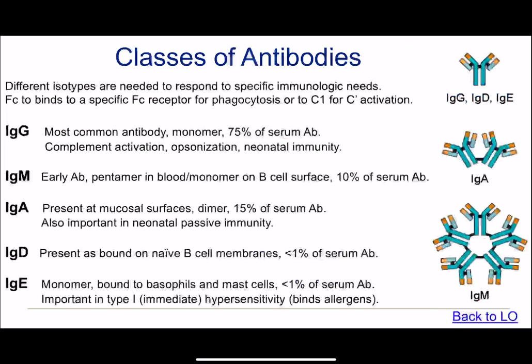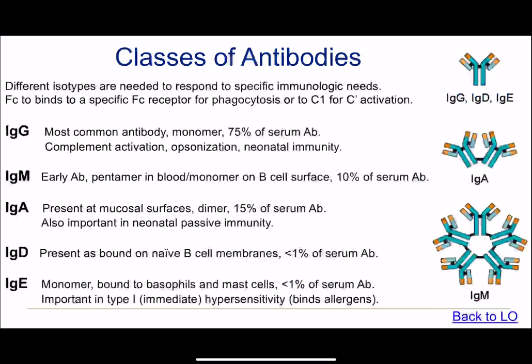IgD is only an immature form like the IgM, and it's almost exclusively just a B cell receptor. It's almost exclusively just bound to the mature, naive B cell, and you don't really find much IgD in the blood. IgE is the one that is important in allergies and in parasitic infections, and its Fc portion binds to basophils and mast cells and can help with allergic responses.